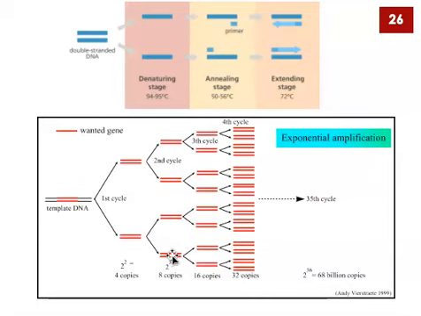This is an exponential reaction. It creates an amplification of that original piece of DNA. By the end of 30 to 40 cycles, you literally have millions of copies of your original piece of DNA.